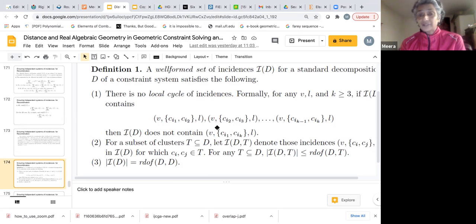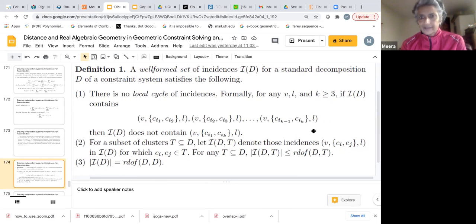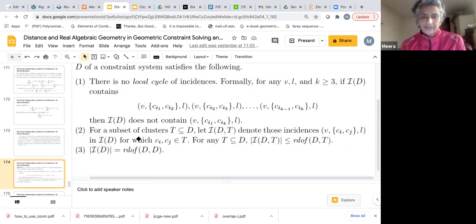Because if you do that, you have a cycle of incidences, which numerically will give you problems. Okay, so you don't want that. So there is no local cycle. So then we're saying that for any subset of clusters, let I_T denote those incidences for which Ci and Cj are in this subset T. So for any T, we want to make sure that the number of incidences that we assert is going to be less than or equal to this difference, what we call the residual DOF of T.